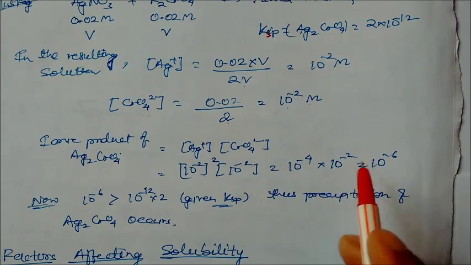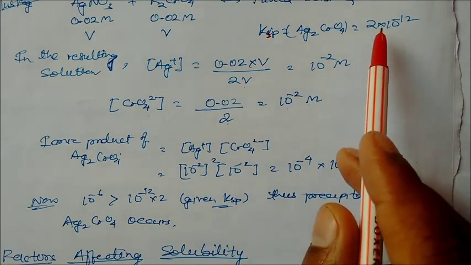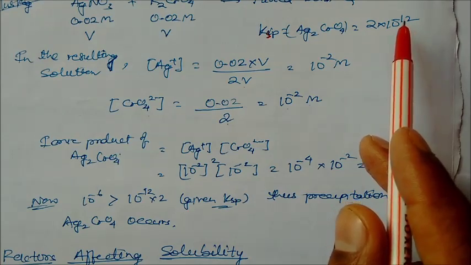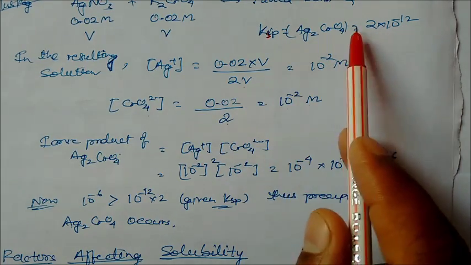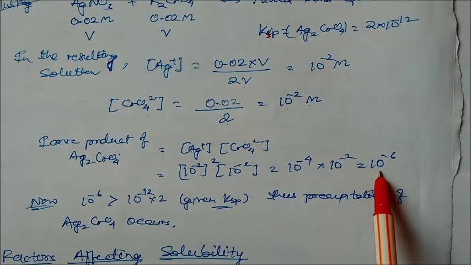So this is the ionic product. The ionic product is 10 power minus 6 and the solubility product is 2 into 10 power minus 12. So just correct this one: this is not the ionic product, this is the solubility product. The solubility product is this much, the ionic product is this much. This is the greater quantity.